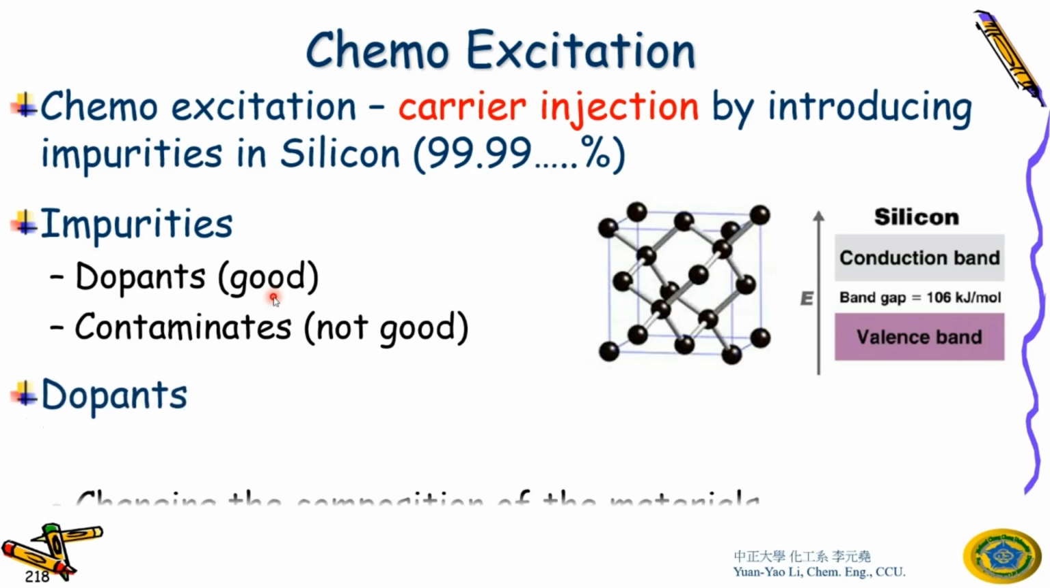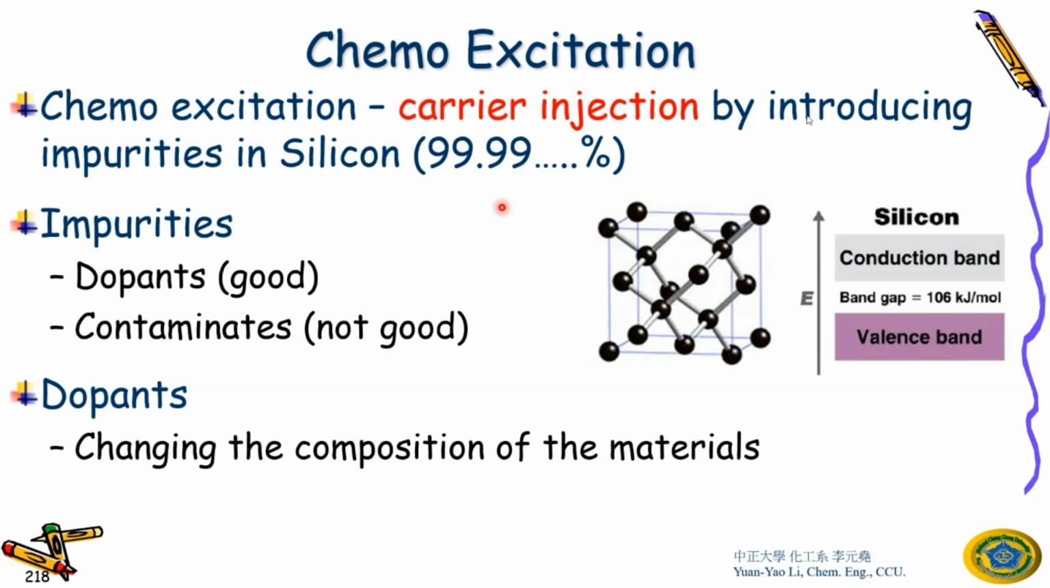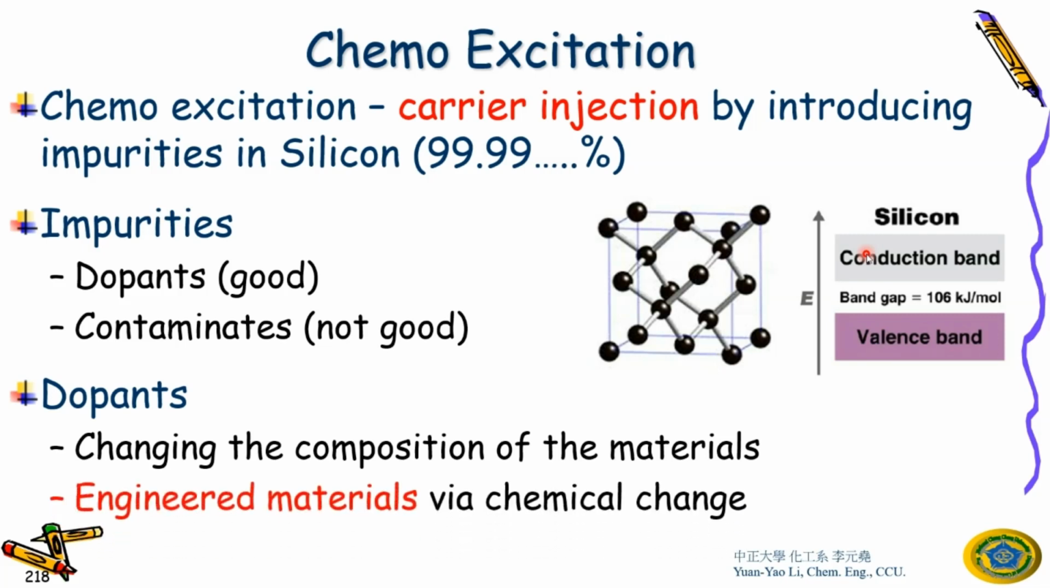So a dopant changes the composition of the material. You put dopants in to replace the silicon atom, and then the property changes, which is good. Changing the composition of material, we call engineering materials via chemical change. If you replace this silicon atom with another foreign atom, the chemical bond changes in terms of energy and bond length. So we also call it energy engineered materials.